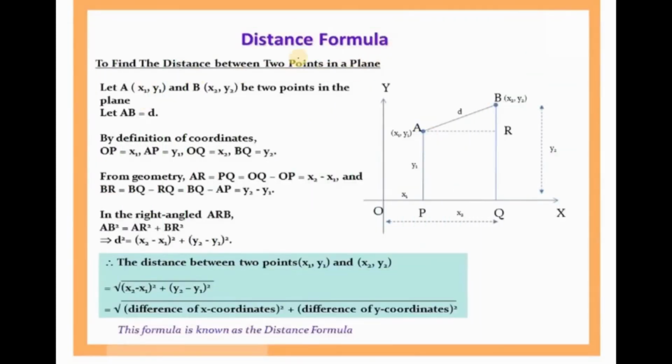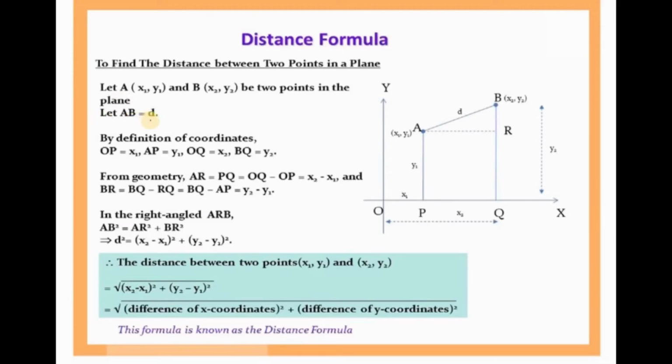Let's see the distance formula. Observe this picture. In this picture, we can see that A and B are both points and AB is a line segment. AB is not parallel to any one of the axes and it is not lying on any one of the axes. So how to find the distance in that? To find the distance between 2 points in a plane, let A (x1, y1) and B (x2, y2) be the points in the plane.